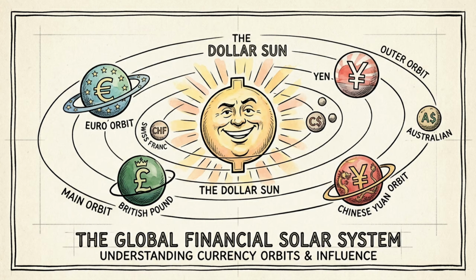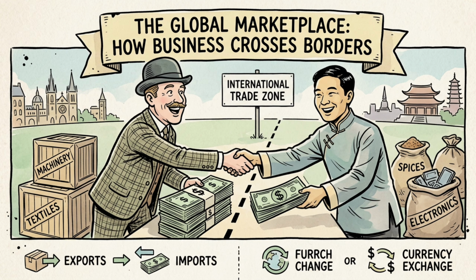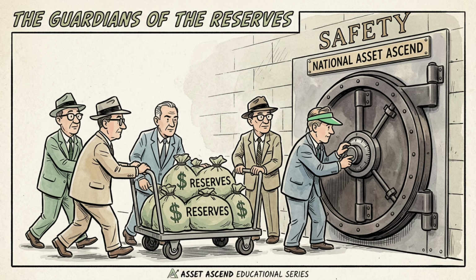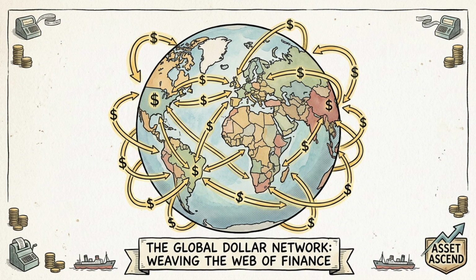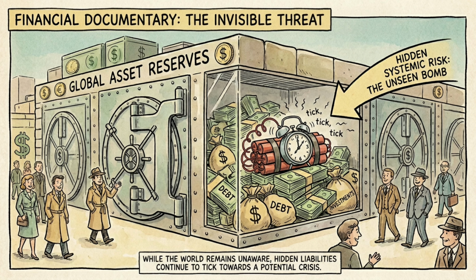This made the dollar the center of the financial universe. Countries trusted it because it was backed by gold. Businesses used it because everyone else used it. Governments stored it because it seemed safe. A powerful network effect had begun. But there was a problem hidden beneath the surface. And eventually, that problem would explode. The dollar crisis nobody saw coming.